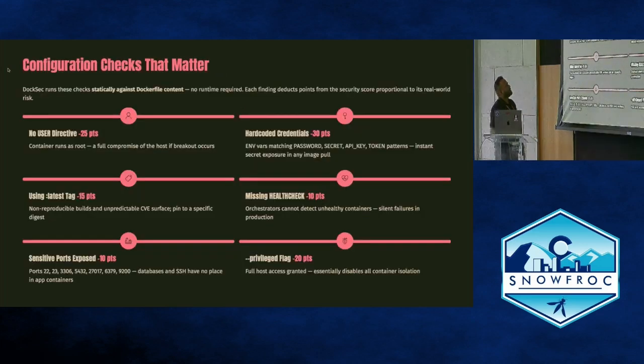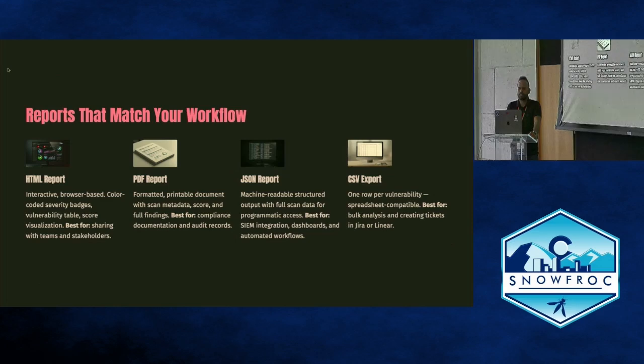For configurations, we have added some points. For example, if you are using containers that run as root, then negative 25 points. If it is using hard-coded secrets, then negative 30 points, and so on. This is just an idea about how DockSec calculates the points and how it scores your security findings and summary.